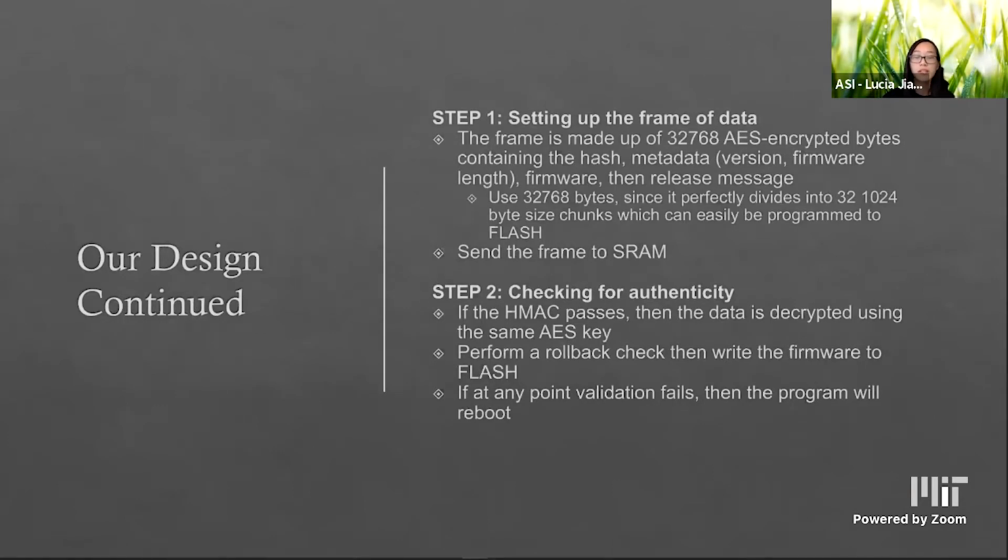So step 2 is checking for authenticity. If the HMAC passes, then the data is decrypted using the same AES key because it's a symmetric algorithm, and a rollback check is performed. It's written to Flash, but if at any point validation fails, then the program will reboot and send ASCII art.